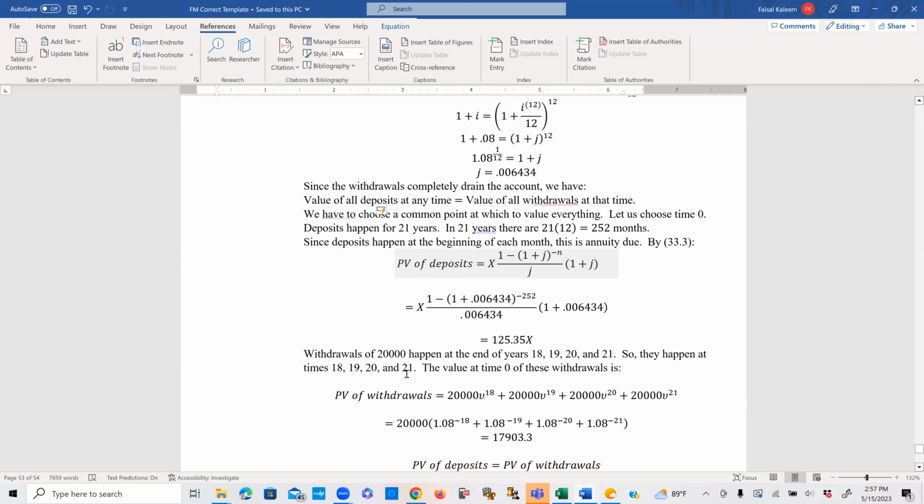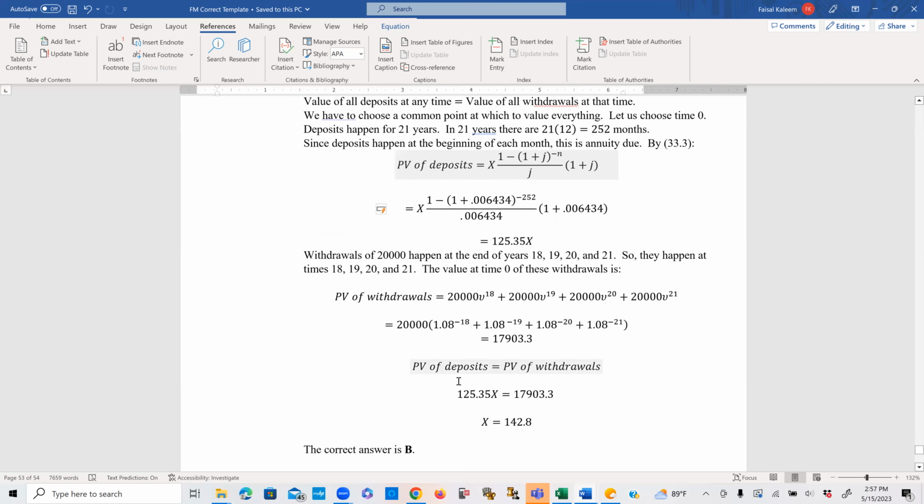So we bring these withdrawal values to time zero. The withdrawal that happens at time 18 will be pulled back through 18 discount factors, so it's 20,000 v^18. The others are 20,000 v^19, 20,000 v^20, and 20,000 v^21. We factor out the 20,000, and v is 1.08 to the negative 1 because the interest rate is 8%. Substituting that, we get 17,903.3.